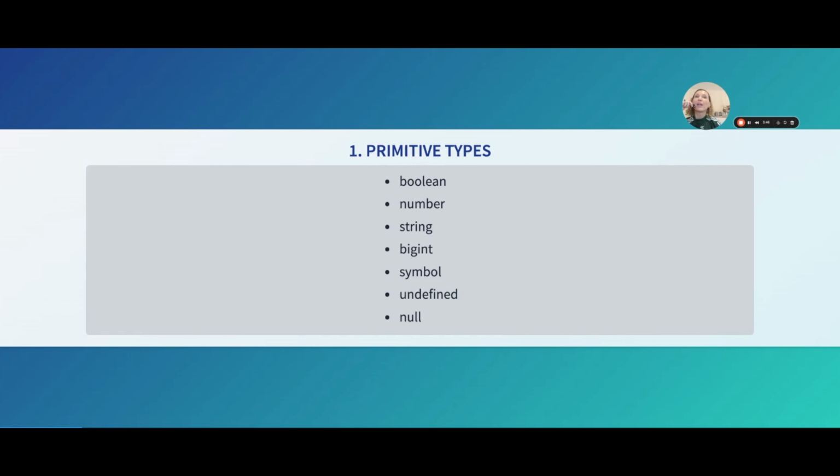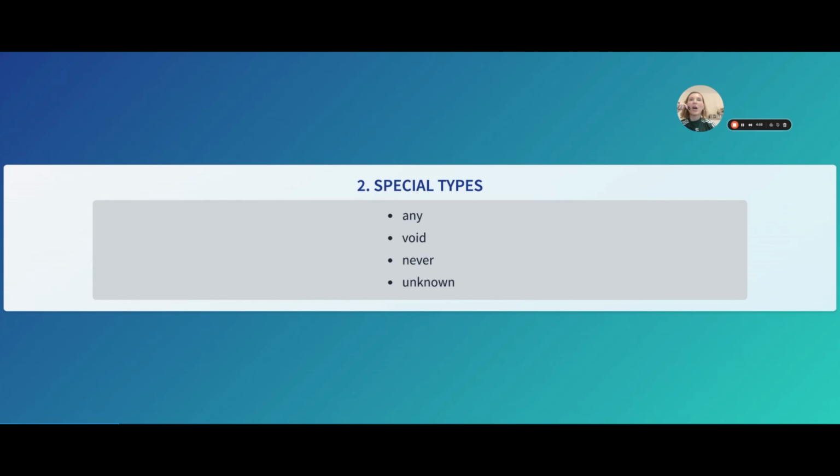And now let's talk about some special types. So here we can see the any type, which is a very risky one. Then void for functions that return nothing, never for code that never finishes, and unknown, which is a little bit safer option than any. And first, let's talk about the tempting but very tricky any type.